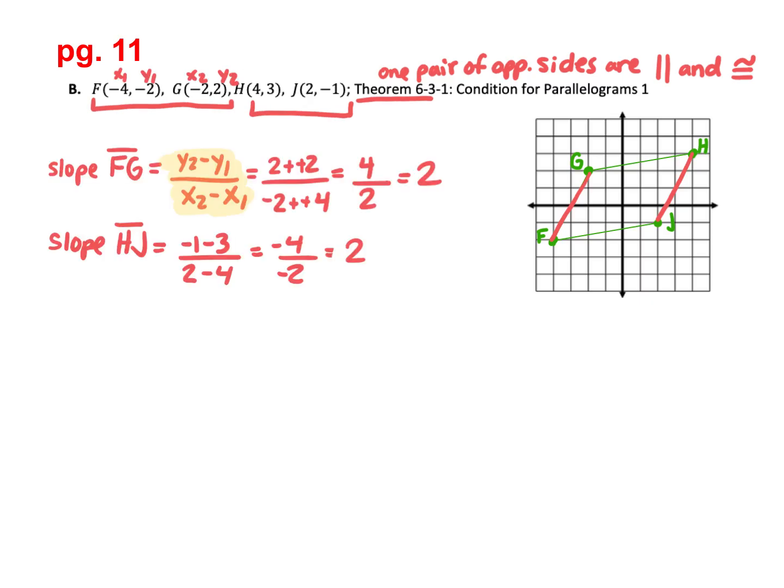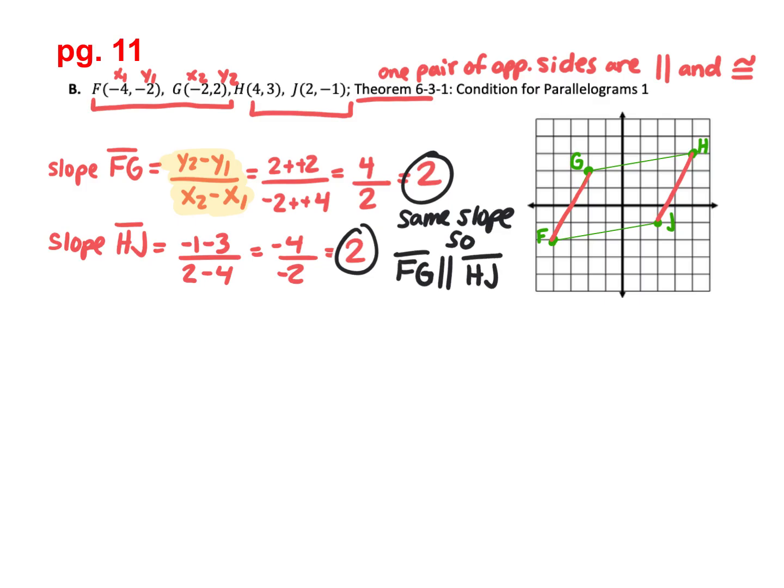When you do your slope calculations, you should have found that the slope of segment FG is equal to 4/2, which reduces to 2, and the slope of HJ also reduces to 2. So we have the same slope, and that is enough information to conclude that FG is parallel to HJ. So now we've shown that we have one pair of parallel sides. I'm going to mark that in my diagram here. FG is parallel to HJ.